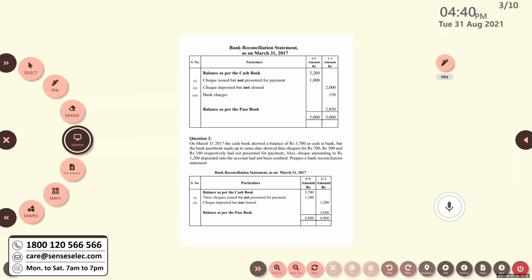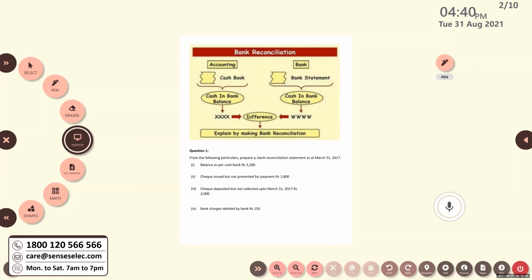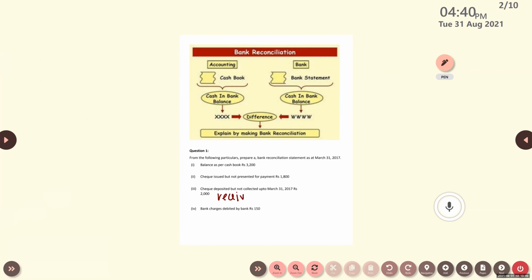So, check deposited but not cleared. That was the check deposited not found. Check deposited but not collected. That is the point. Check deposited means the check is received in the business. In the business, the check is received.